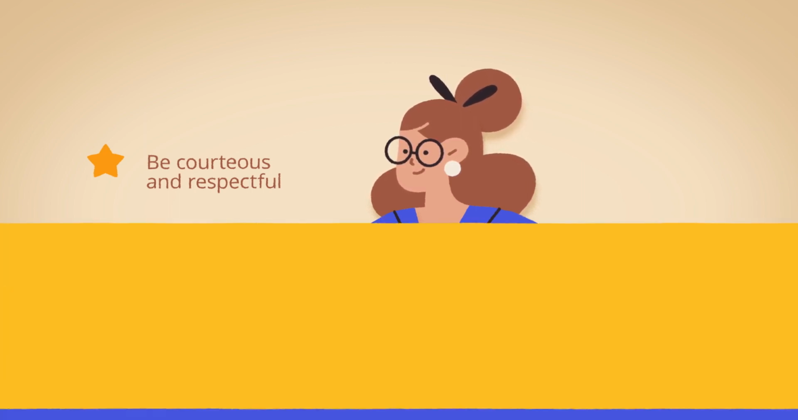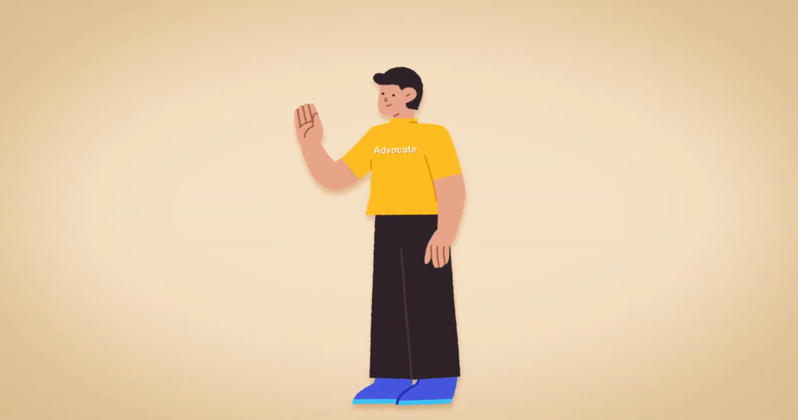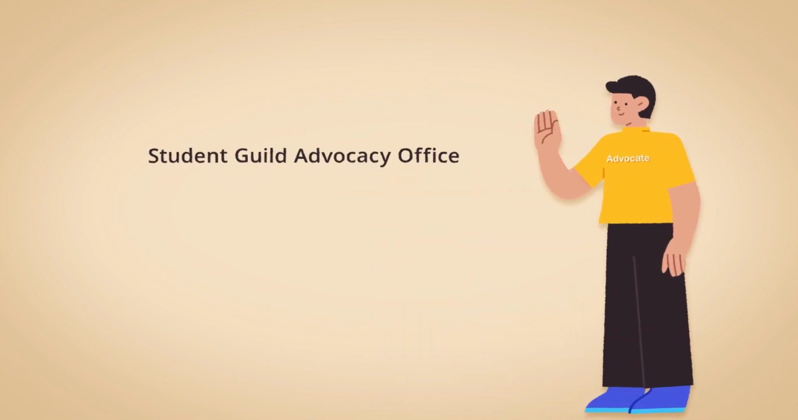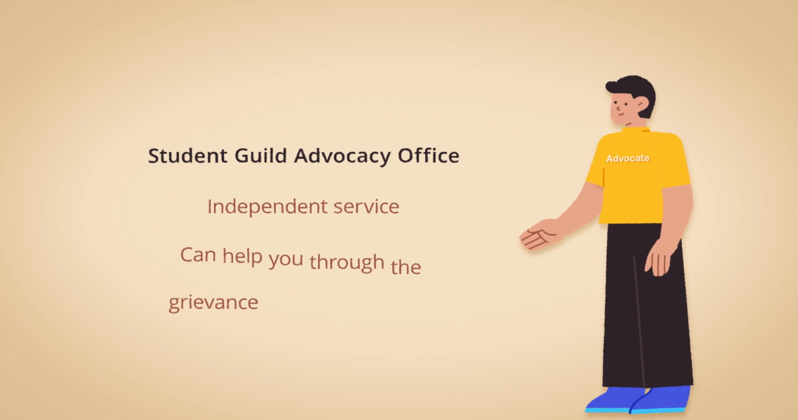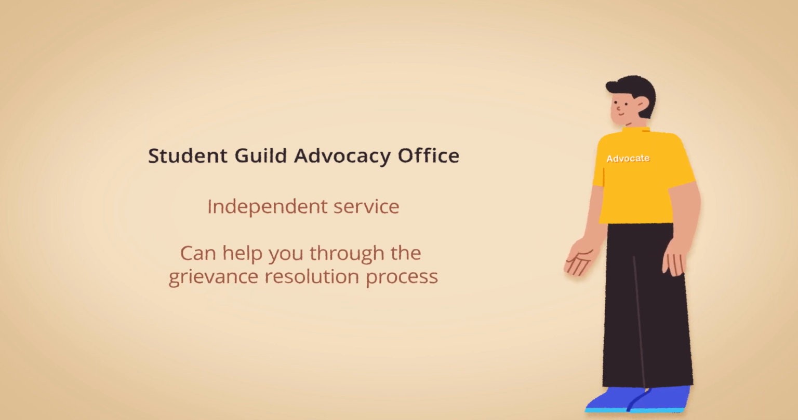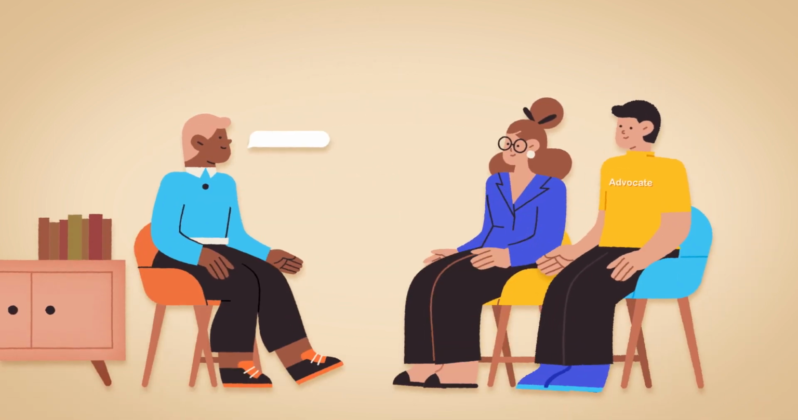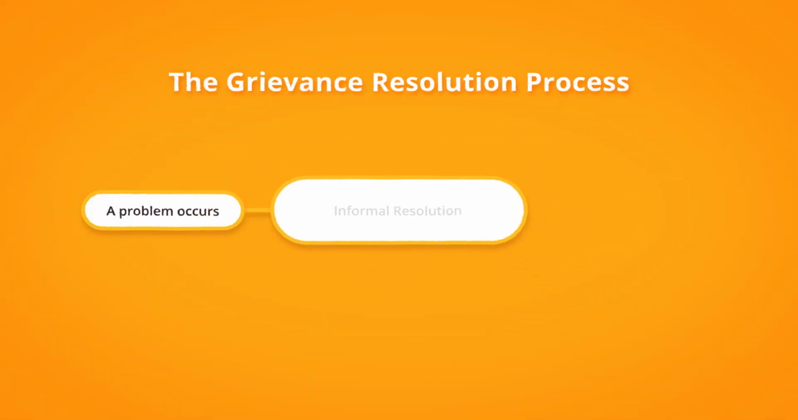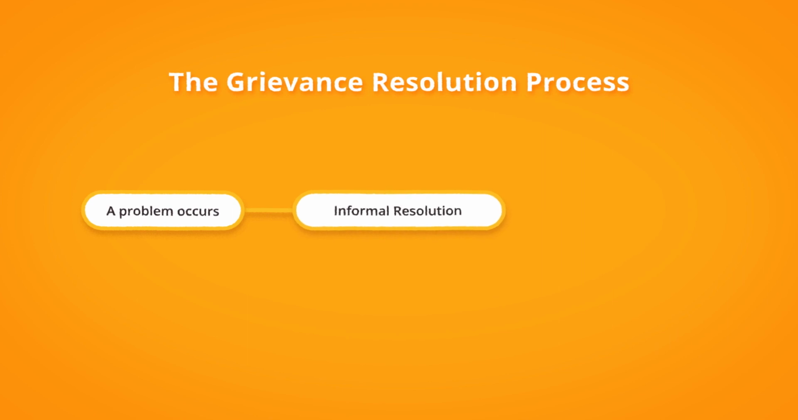If you need advice at any time, or you just don't know where to start, you can contact the Student Guild Advocacy Office. They are an independent service and can help you through the grievance resolution process. They can even organise for a support person to accompany you to informal resolution meetings. Hopefully by the end of this process, you've been able to work with the staff member to address your concerns.